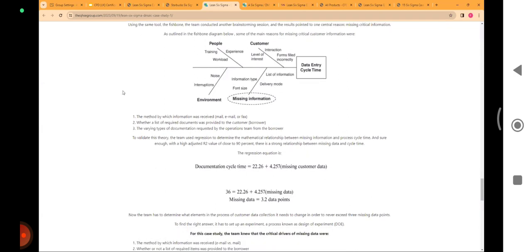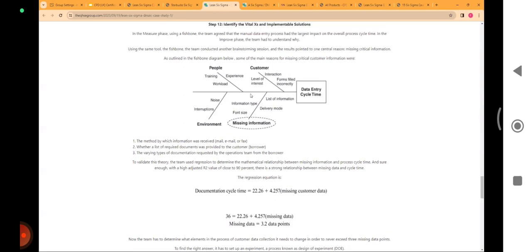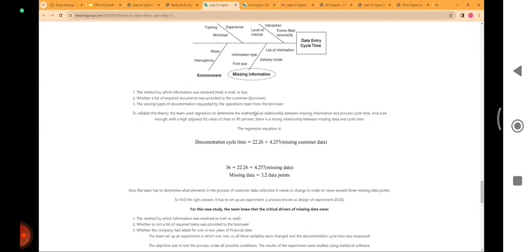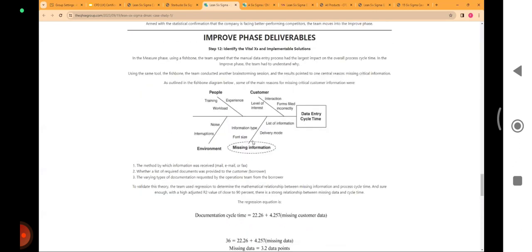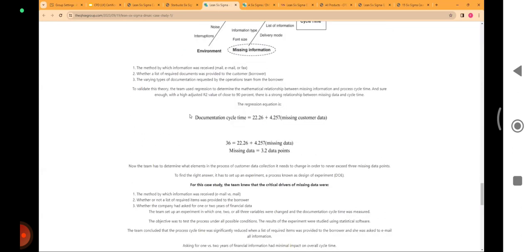So here now, the list of Xs: they said basically missing information can be caused by 3 things. Number 1, the method by which the credit card or loan application was received, whether it is email, fax, or mail. And then whether the list of required documents has been provided to the borrower, and also whether the varying types of documentation have been requested from the borrower. So after this brainstorming session, you need to validate this theory. You really need to validate that indeed missing information is a vital X here. To validate it, you're going to use regression to determine the mathematical relationship between missing information and the process cycle time.